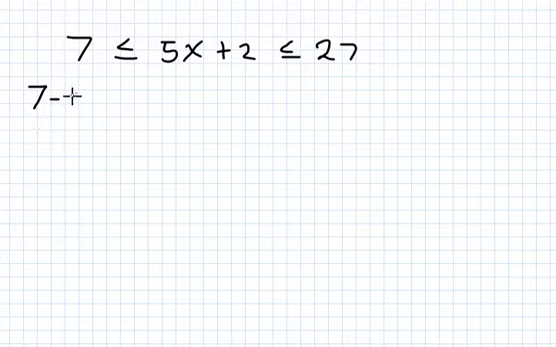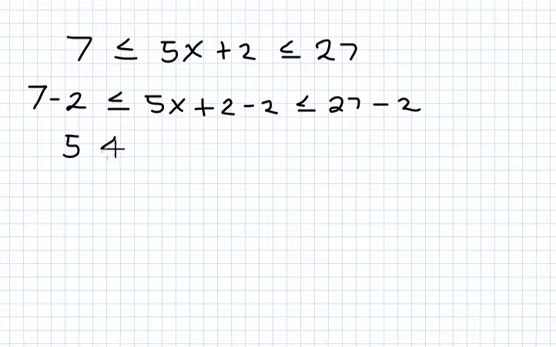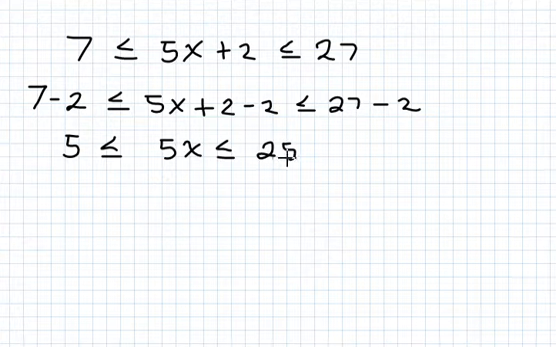So we have 7 minus 2, and minus 2 is less than or equal to 27 minus 2. So now we go ahead and simplify this down. This becomes 5 is less than or equal to, we got a 2 minus 2, which is going to be 0. So this becomes 5x is less than or equal to 25.